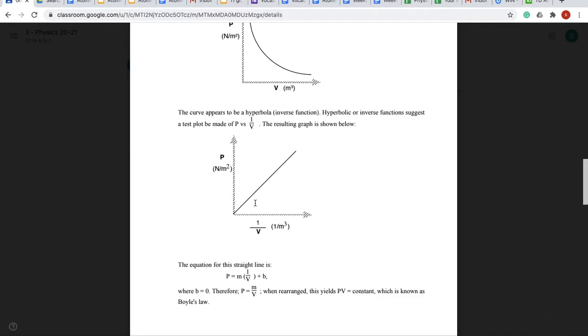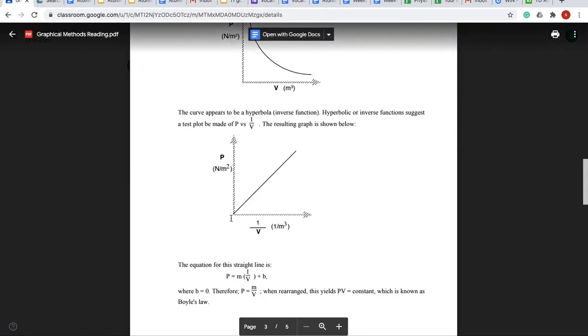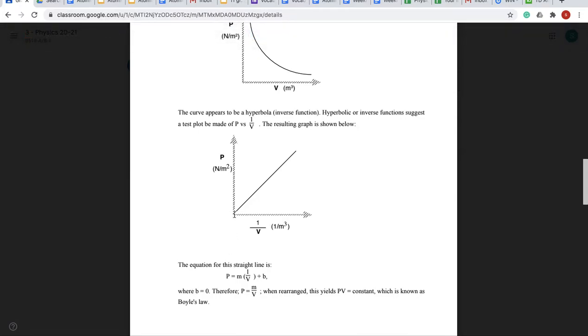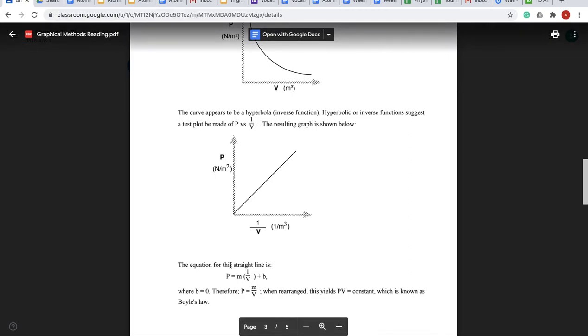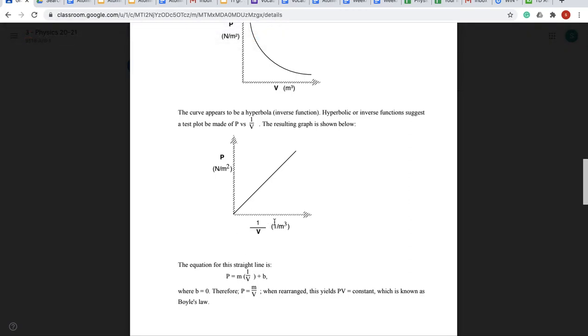So since we have a straight line graph, that goes back to y equals mx plus b, and we can plug in our y and our x into the equation, and we're now left with p equals m times 1 over v plus b. So this is the y, and this is the x. And in this case, b is 0 because the line crosses right through the y-axis. And as far as the slope goes, we don't have any numbers, but we could figure that out if we wanted to. But Logger Pro is going to figure that out for us for now.